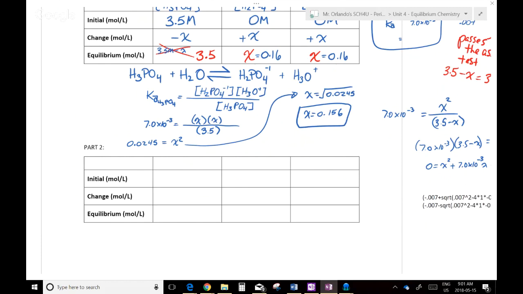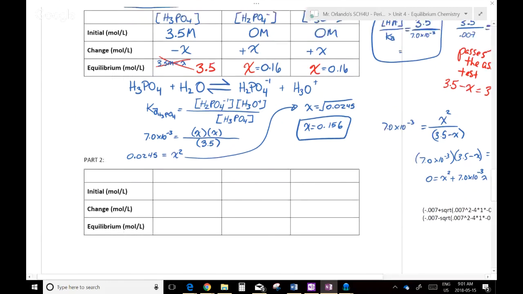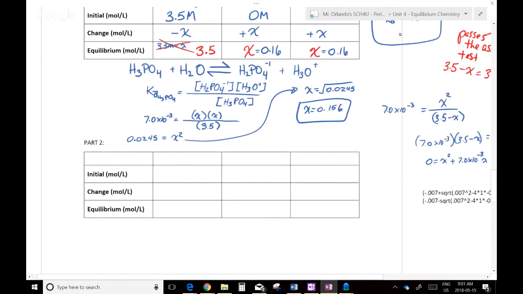I now want you, H3PO4 has how many hydrogens that it can potentially give up? 3. We've looked at the first hydrogen, and we found its equilibrium state. But now I want to look at the second hydrogen. And if I want to, we could even look at the third, though we're not going to today. Does that make sense?